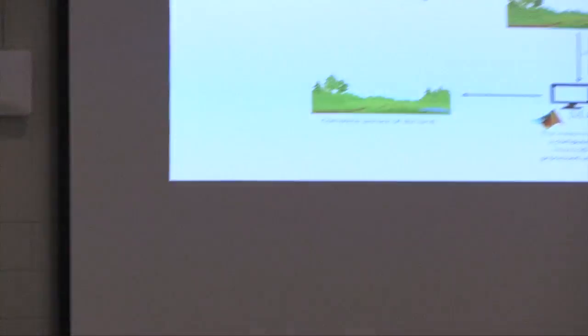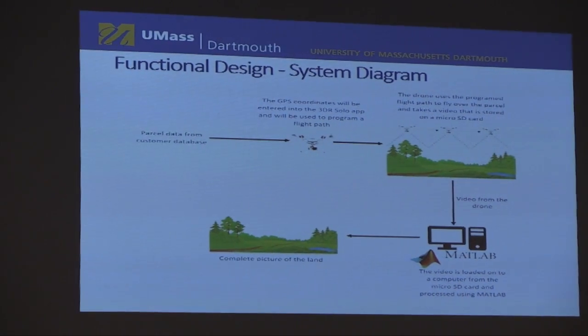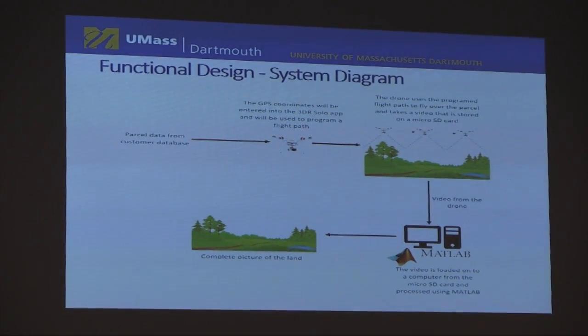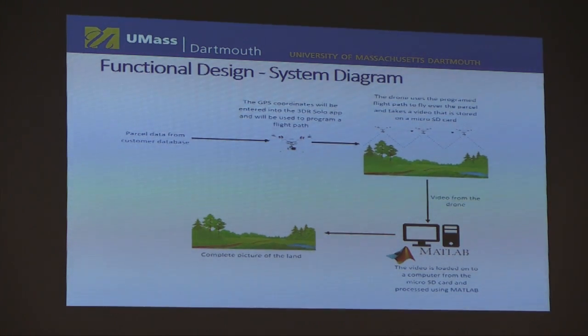So for our functional design, we have our software overview and our system diagram. This is our system diagram. We're going to get parcel data from the customer. From that, we're going to get GPS coordinates and use that to program a flight path for the drone. The drone is just going to fly that flight path over the land and take a video of it and store it on an SD card. The SD card is going to be uploaded to the computer. We're going to use MATLAB to process the video and get a complete picture of the land.